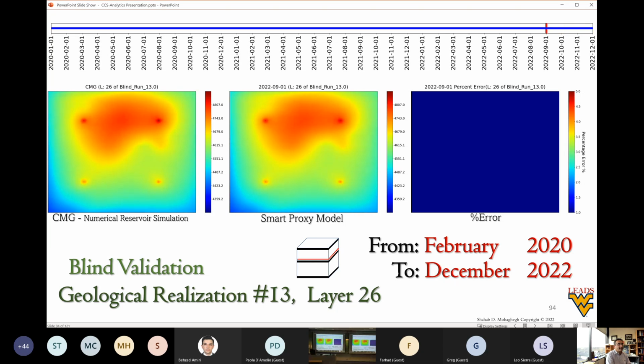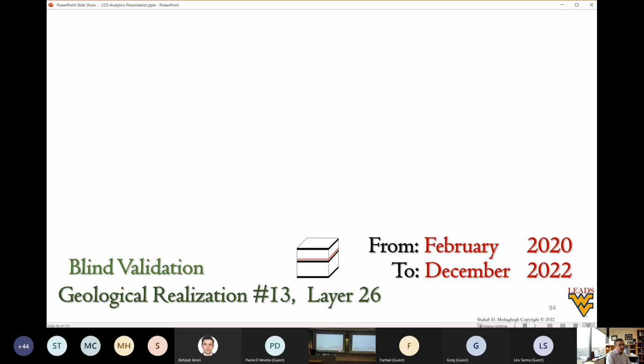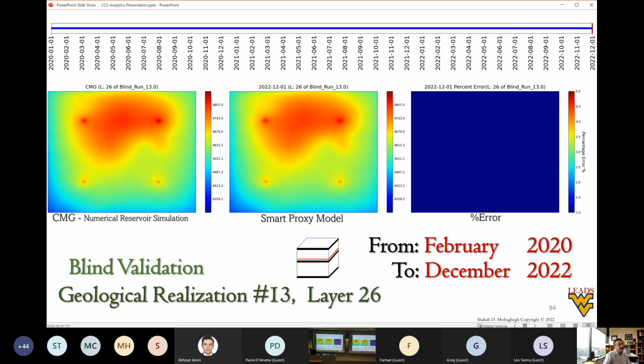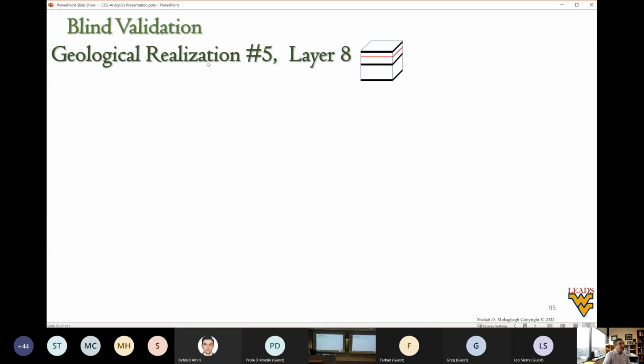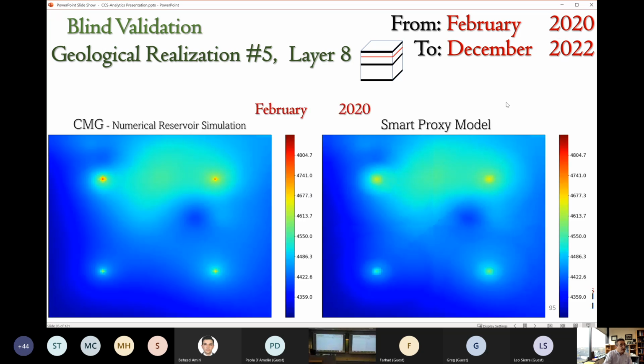Okay, I'm going to go back. Go to the next one. This is going to go to the end, and I'm going to go to the next one. Okay, this one is realization number 5, run number 5, another layer, layer 8. Again, it's going to go monthly from February 2020 to December 2022, and it tells you the month here. This is CMG, this is smart proxy. See the difference.